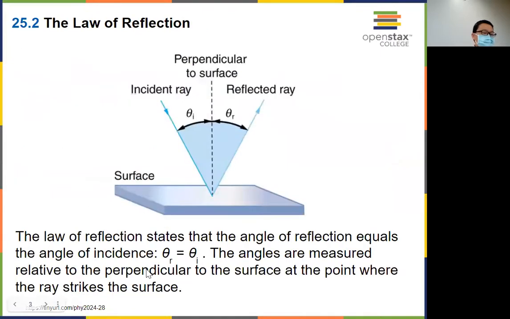Okay, so first let's take a look at when light hits a surface and gets reflected. We have learned this in lab. If you have an incident ray that hits the surface and gets reflected, the angle the incident ray makes with the normal direction of the surface is equal to the angle the reflected ray makes with the normal direction. That's called the law of reflection. So you have theta I, the angle of incidence, equal to the angle of reflection.